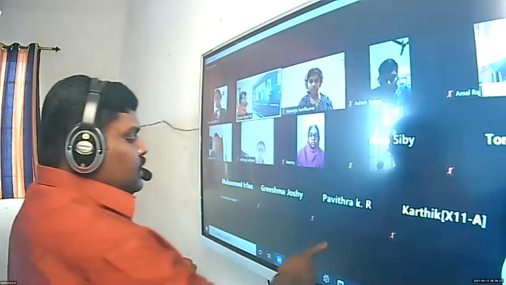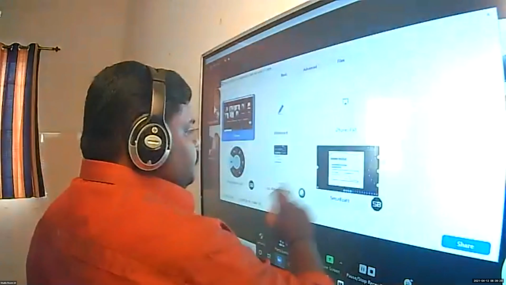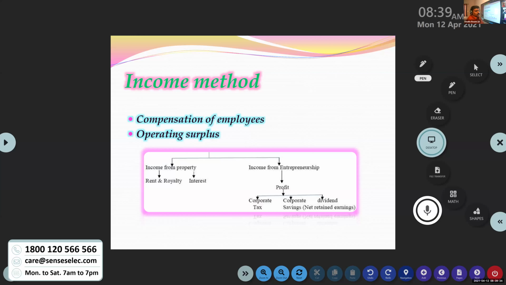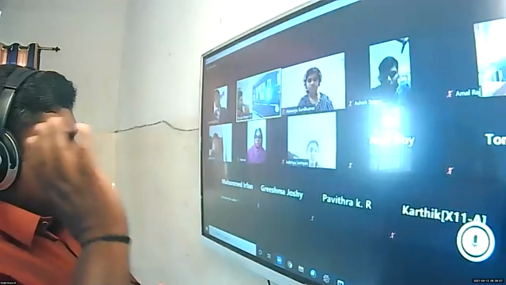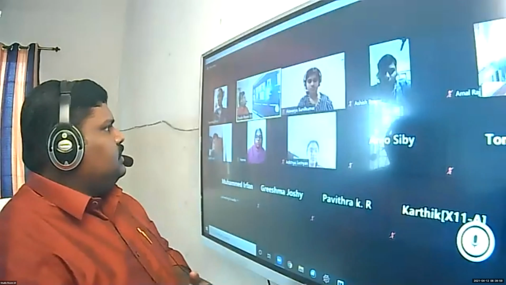Today we are moving to discuss some important aspects about different methods of calculating the national income. What are the three methods of calculating the national income in India? Expenditure method, income method, and the third one, product method. Learn it properly. There are three methods.